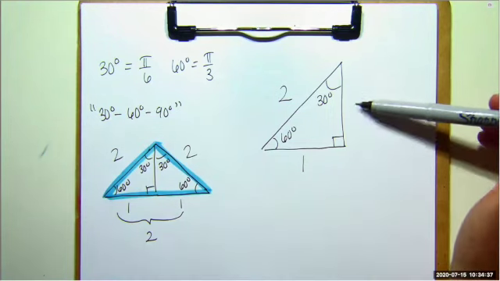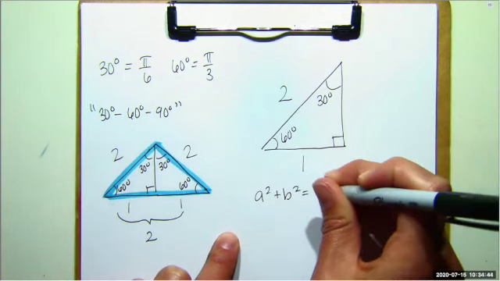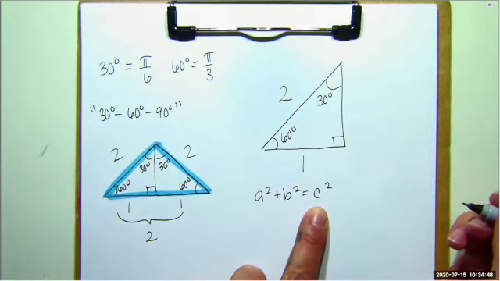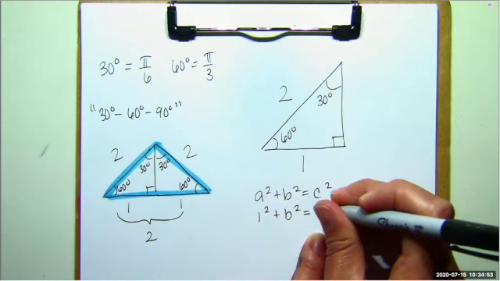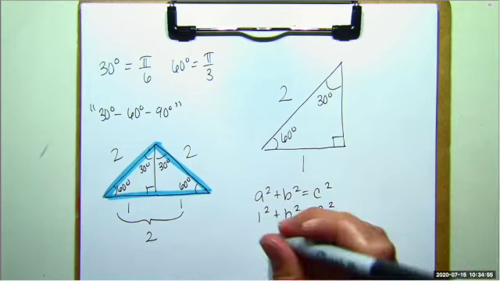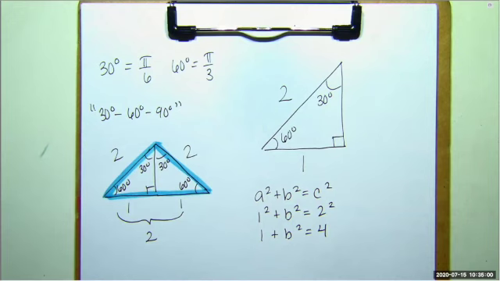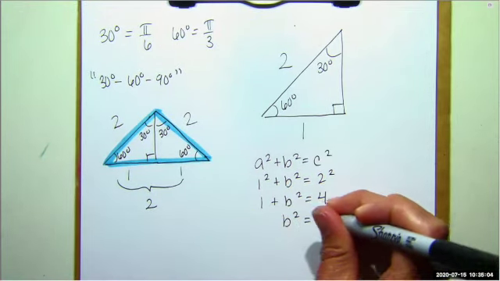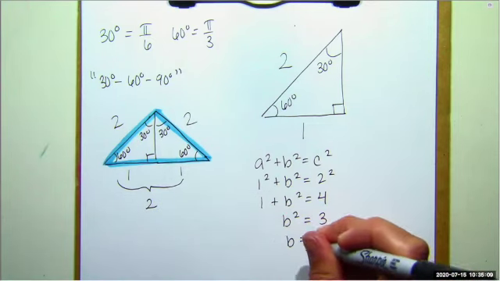Now we can use the Pythagorean theorem to find this third side, right? So Pythagorean theorem says a squared plus b squared is equal to c squared. A and b have to be the legs and c has to be the hypotenuse. So we have 1 squared plus b squared is equal to the hypotenuse, which is 2 squared. So 1 plus b squared is equal to 4. Subtract the 1 from both sides, I get b squared is equal to 3. Take the square root of both sides, I get b is equal to the square root of 3.